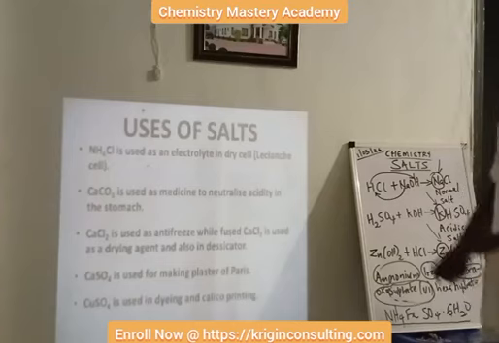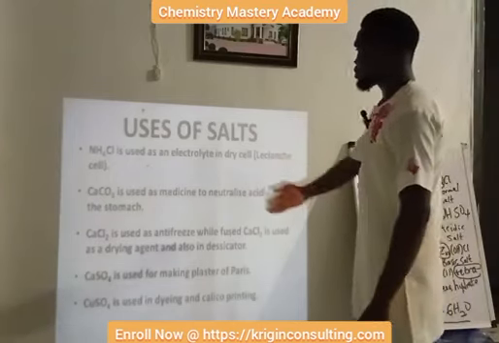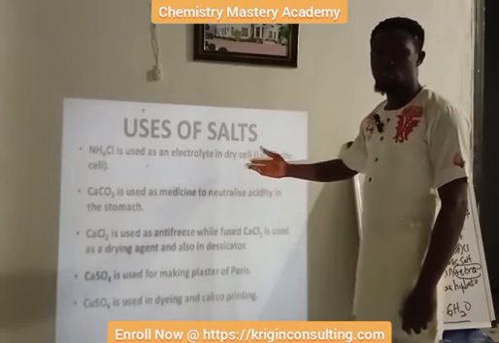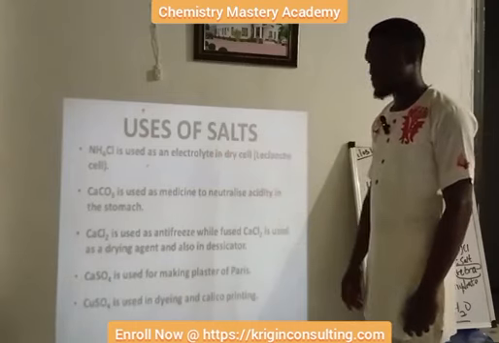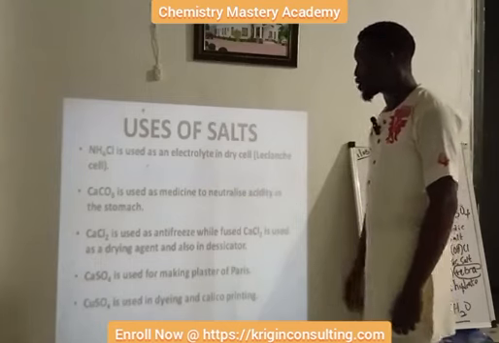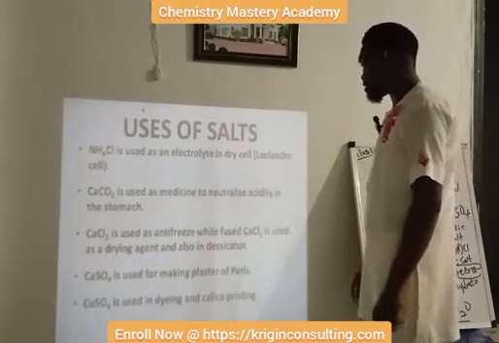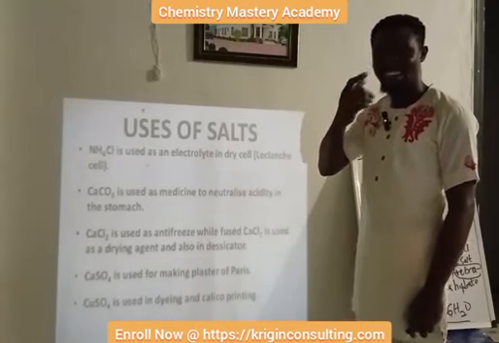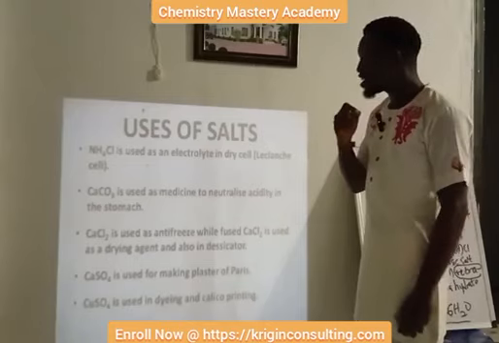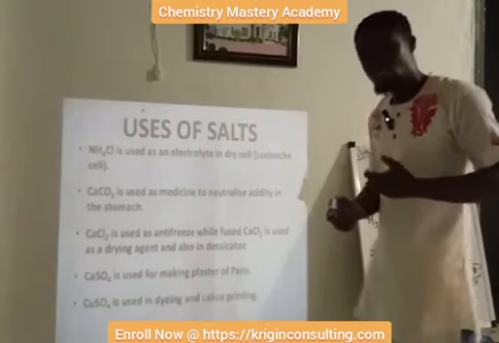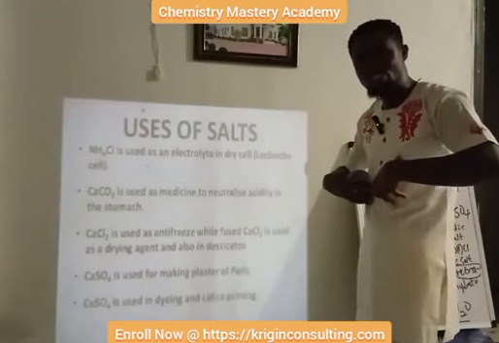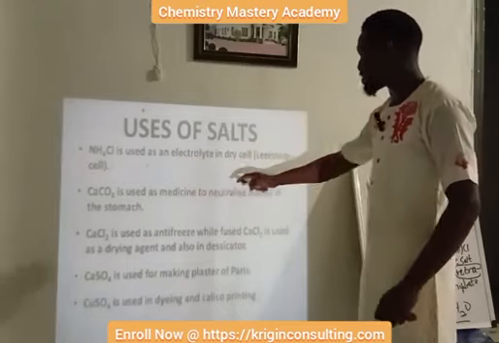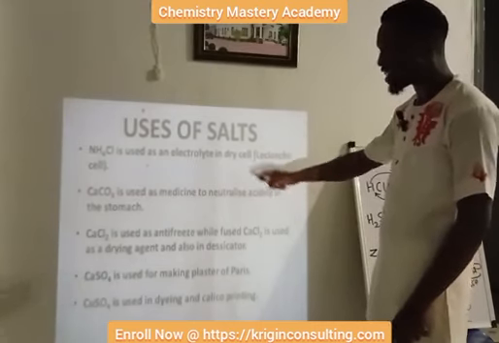Now let's look at the uses of salt. Ammonium salt is used as what? Electrolyte in dry cell. So in your battery, ammonium salt is used as an electrolyte. Then we have calcium carbonate, which is used as medicine to neutralize acidity in the stomach. Remember Andrews Liver Salt? It is what you take to stop that burning sensation that you feel inside your stomach, right? Good. So that's why we said calcium carbonate is used as medicine to neutralize acidity in the stomach.